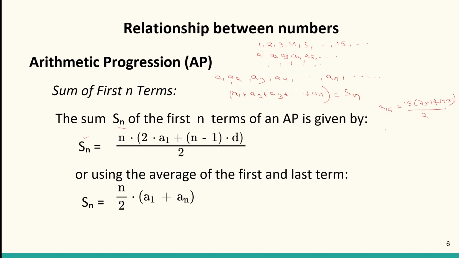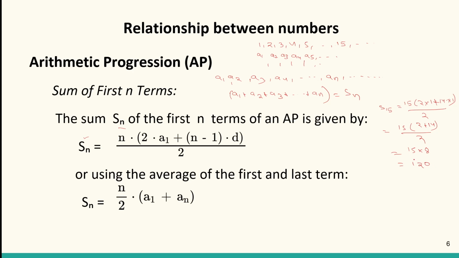So this is the formula, okay. Let's see. So 15 into 2 into 1 is equal to 2 plus 14 whole by 2. So this is equal to 16 by 2 into 15, that is 15 into 8, that is 120. So 120 is the answer, okay.